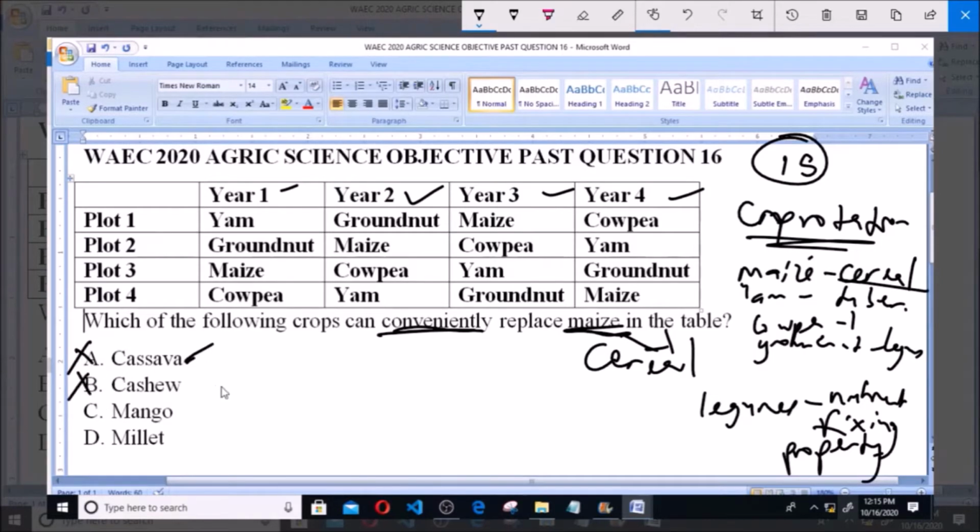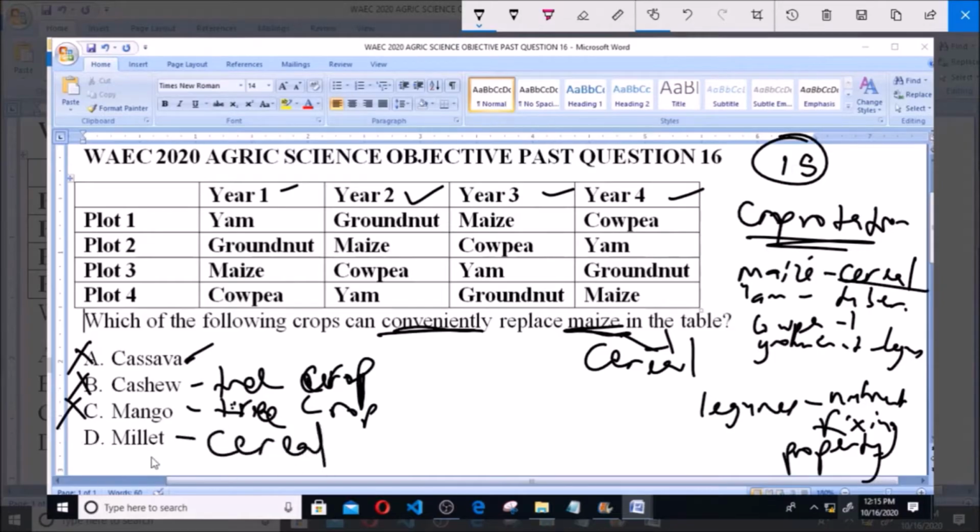Likewise, cashew is a tree crop, and hence cannot be used to replace maize. Mango as well is a tree crop and cannot be used to replace maize on the table. So it is not the answer to the question. Now option D, which is millet, is a cereal, and since it's a cereal, it can be used to replace maize conveniently on the table. So option D, millet, is the correct answer to the question.